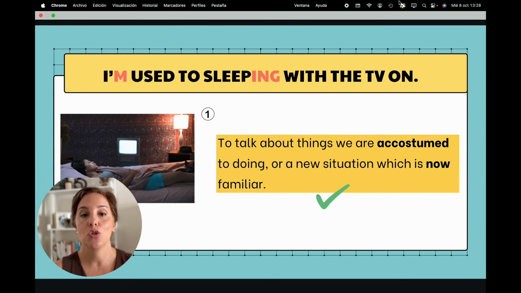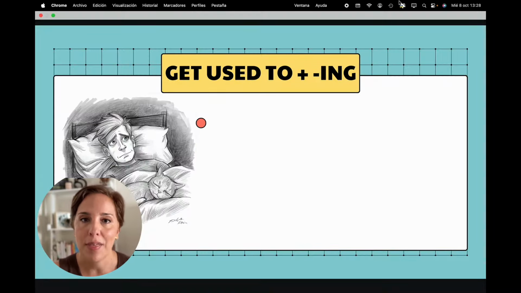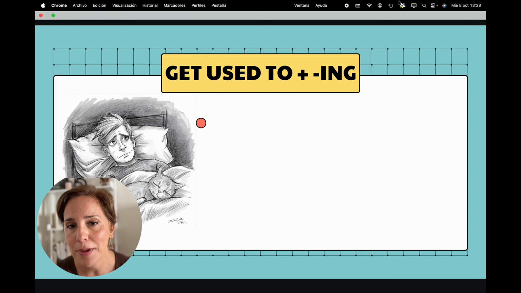So we say to be used to sleeping or to be used to plus ing when we are talking about things that we are accustomed to doing or a new situation is already now familiar. All right? Now let's take a look at this other man. He's on the bed and his cat is on top of him. He doesn't look very happy, I'm afraid.